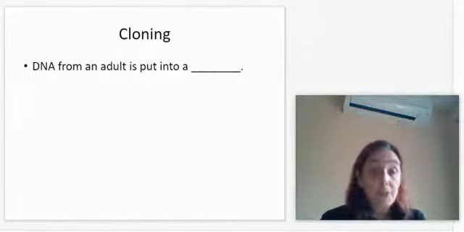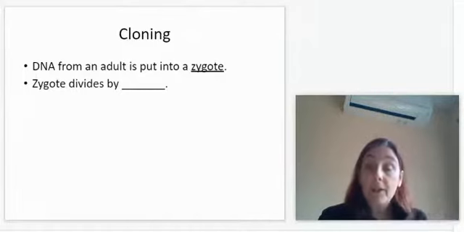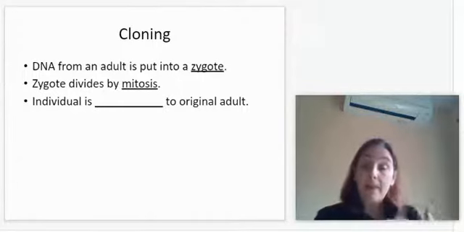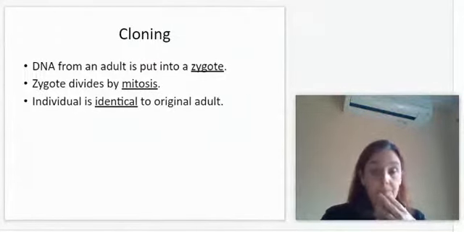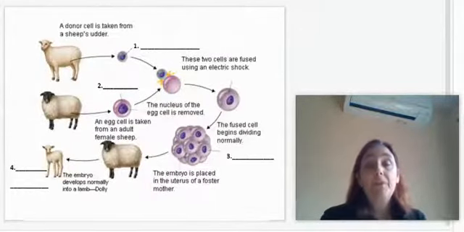Now, hopefully, nobody ever clones a human being, but we have cloned mammals. We've cloned a sheep by doing exactly that. The DNA from the adult is put into a zygote. That zygote divides by mitosis. And when that individual grows, it will be identical to the original, the adult donor, where the nucleus came from. So this is how it works.